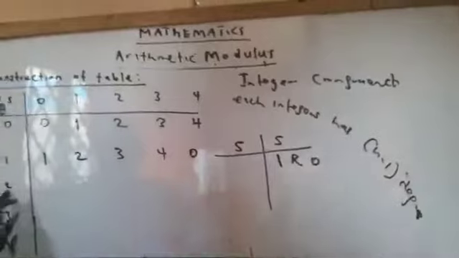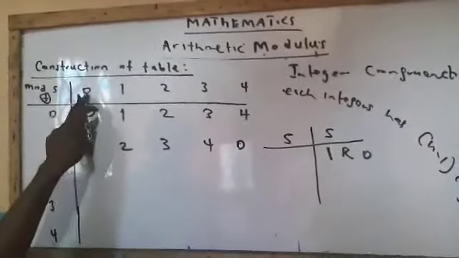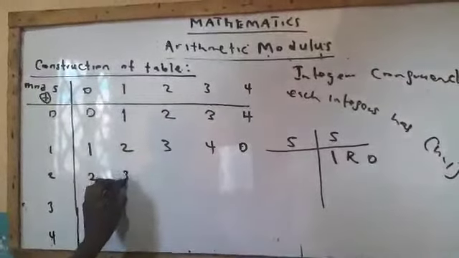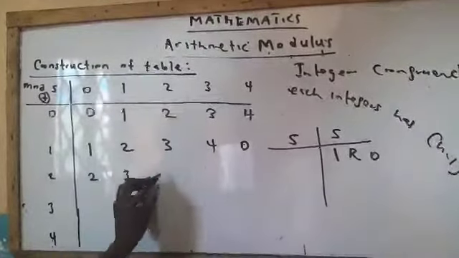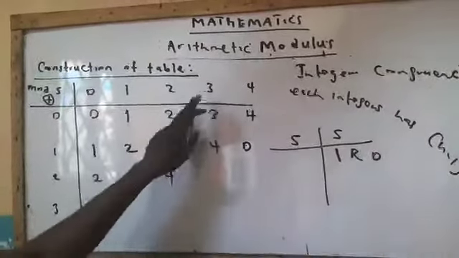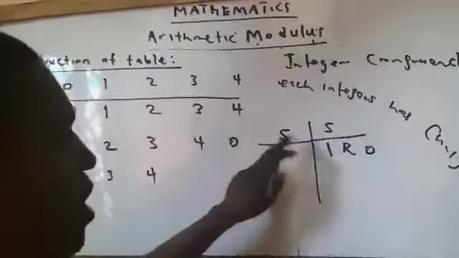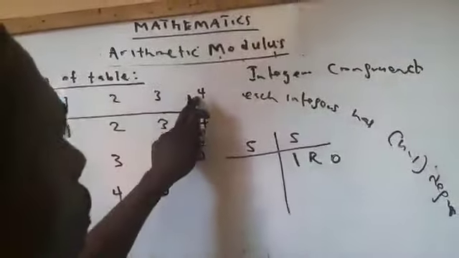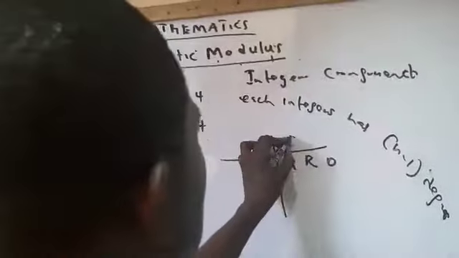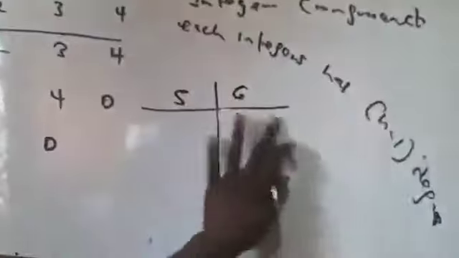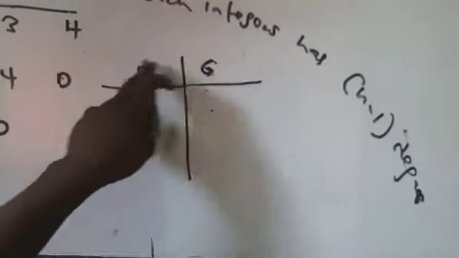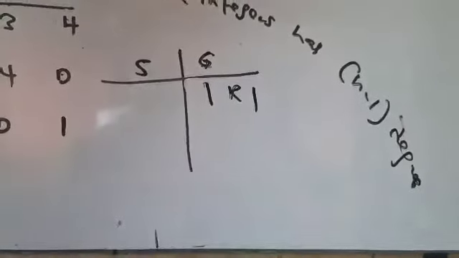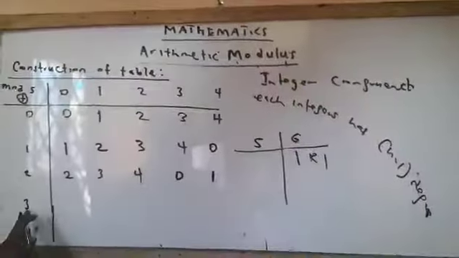Now, let's come back to this place. 2 plus 0 will give me 2. 2 plus 1 will give me 3. 2 plus 2 will give me 4. 2 plus 3 will give me 5. So if I do the same thing, I'm going to have 0. 2 plus 4 will give me 6. So if I put 6 here and apply the rule, 5 in 6 is 1, remainder 1. So the remainder is taken as my answer. Here becomes 1.